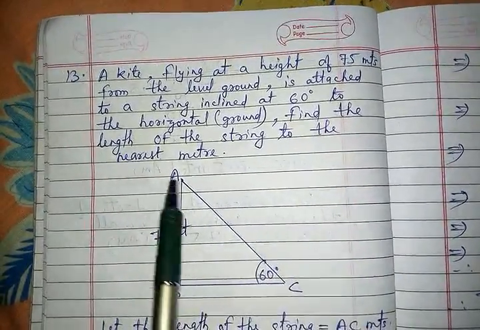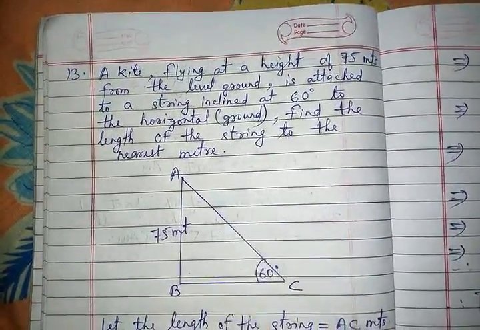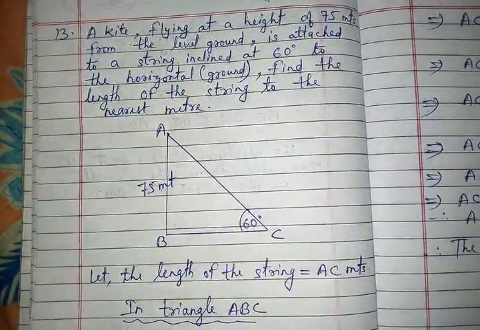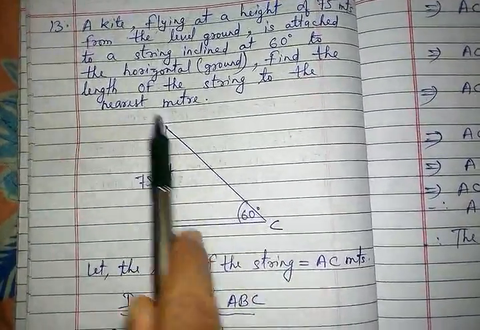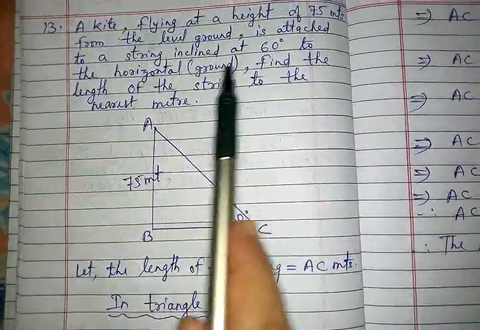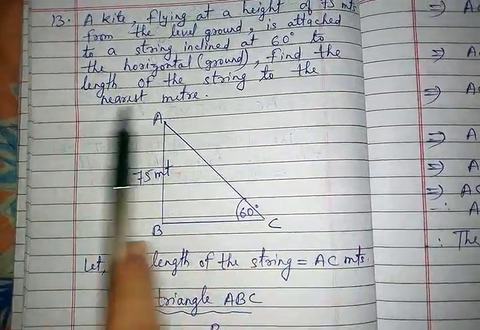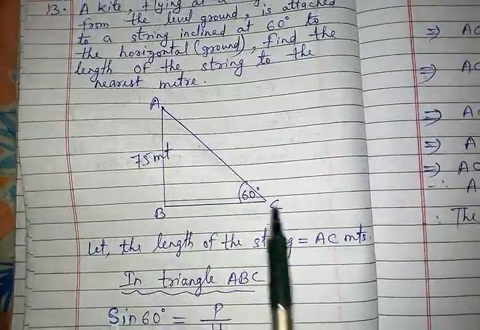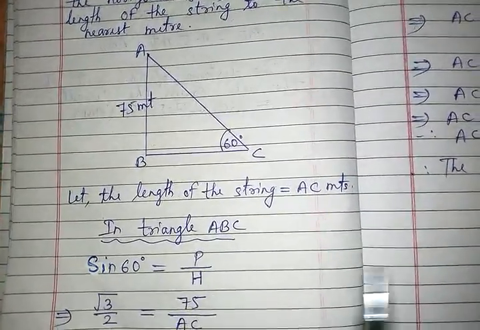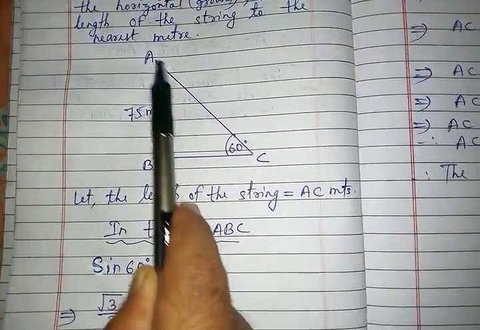Find the length of the string. You have to find the length of the string. And the answer should be in the nearest meter. So a decimal will come, but you have to convert to the nearest meter. That means with the help of the perpendicular you have to find the hypotenuse. So whatever is to be found, from the question itself, let the length of the string equal AC meter. So the length of the string is AC meter. And now in triangle ABC, with the help of the perpendicular you have to find the hypotenuse.